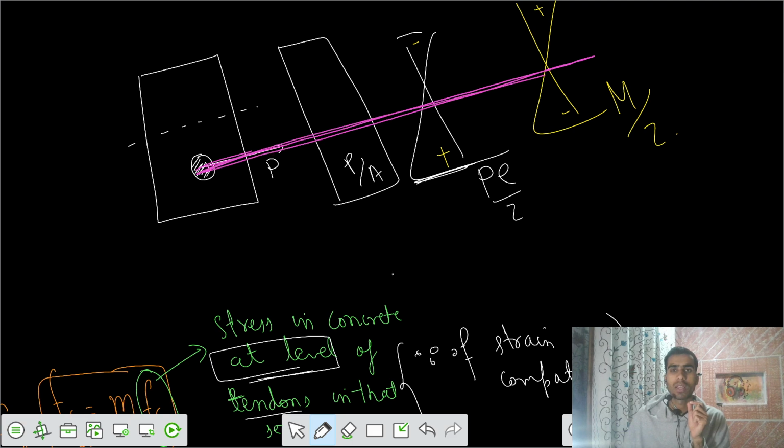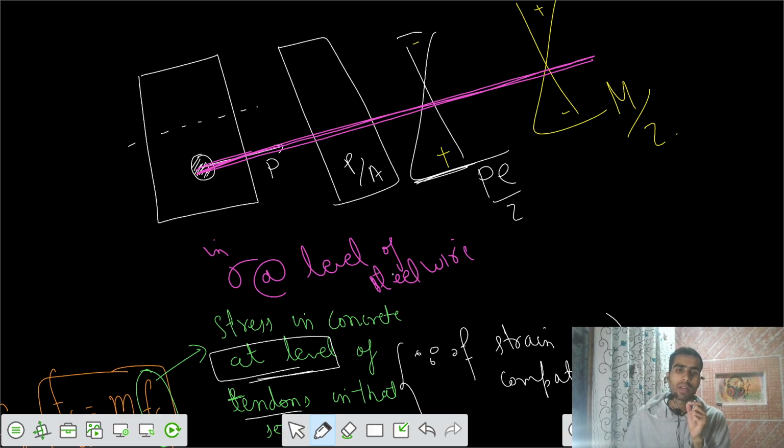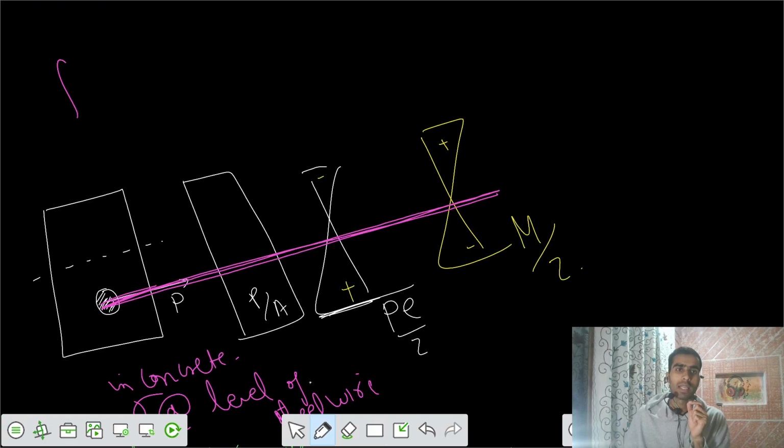Stresses at the level of steel wire. So I have to calculate the stresses in concrete at the level of steel wire. Our stress, we can call it FC, equals P by A. Then we have this one positive, P E. This is your moment, My by I, where moment is equal to M, and y is the location of the steel. This value of y is equal to E, so I can write E by I.